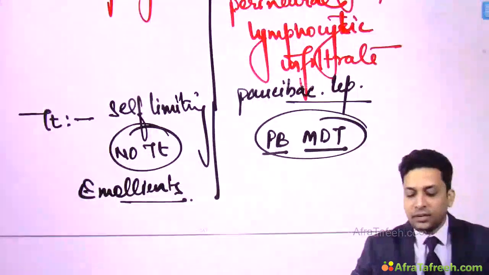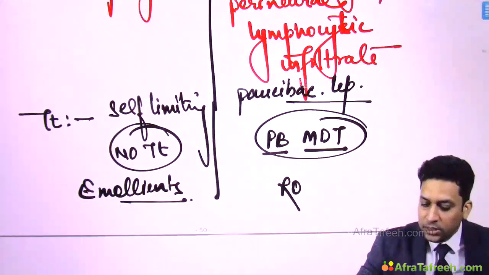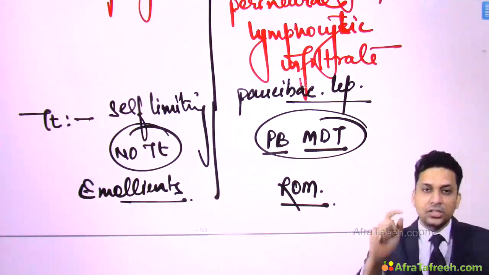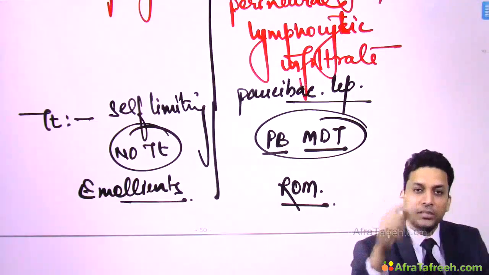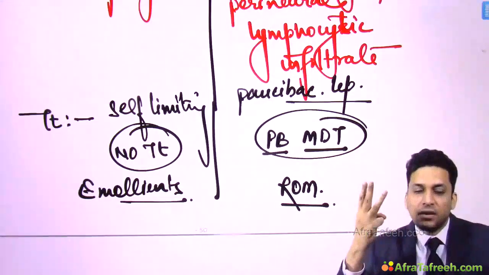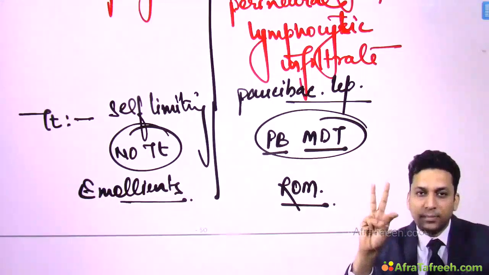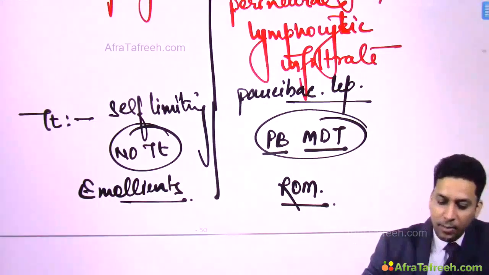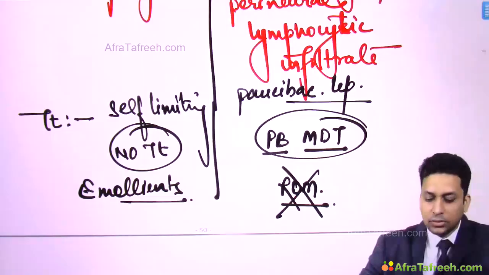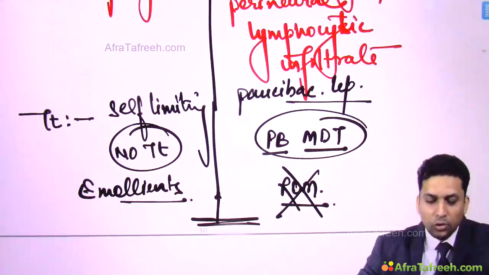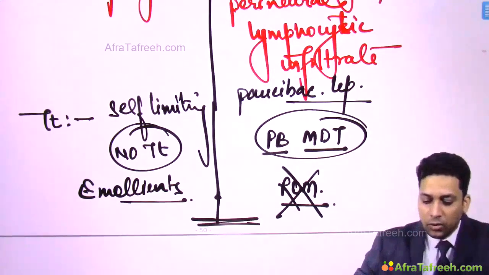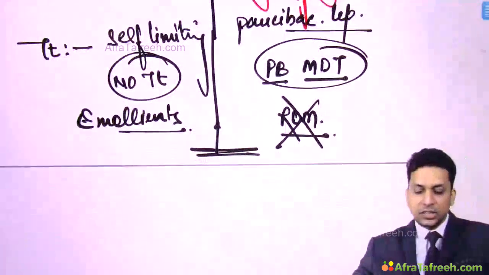But in some books you might have seen written that Rome regime is given for single lesions, like the single lesion which is seen in indeterminate leprosy. Rome regime is 3 drugs given simultaneously, that is rifampicin, ofloxacin, minocycline. But remember that this is old treatment, no longer used. So Rome regime is obsolete now. This is no longer given. It was previously used for single lesion of leprosy.